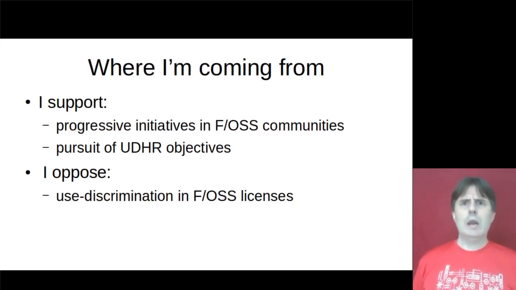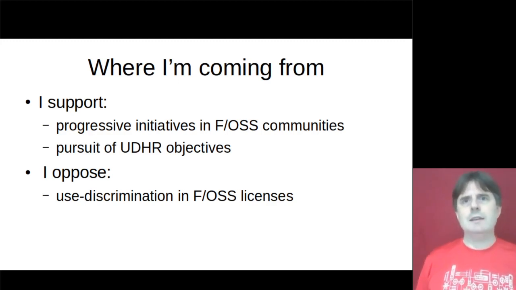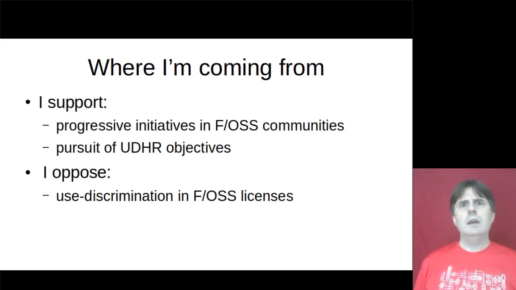I'd like to be clear about what argument I'm making, because there are some obvious incorrect assumptions one might make, given that I'm objecting to the embedding of UDHR in licenses. I support progressive initiatives in FOSS communities. In particular, the successful implementation of codes of conduct for both online and in-person interactions in many communities has been a great success. Yes, there are some abuses, but by and large it's been a success and has materially improved civility and therefore inclusiveness in free and open source communities over the last decade and a bit, and I hope that continues. I clearly support the pursuit of UDHR objectives. It's a large part of what I do for a living. What I oppose is use discrimination in FOSS licenses.